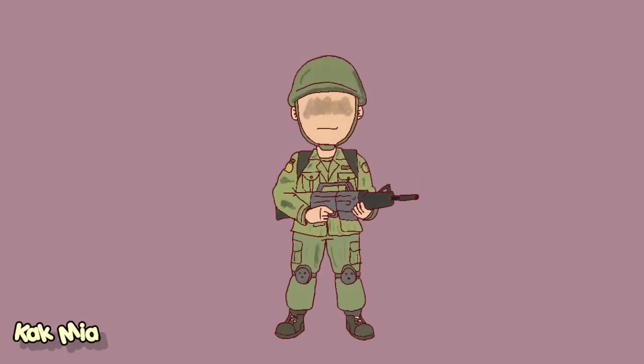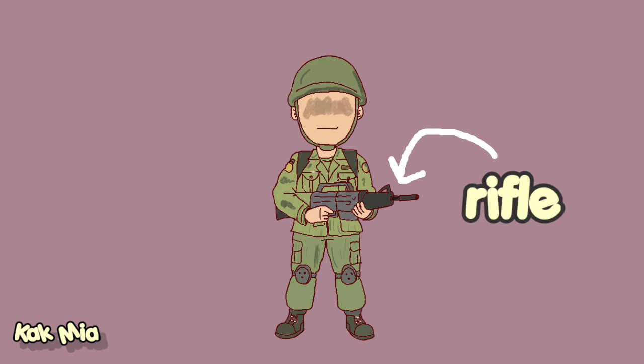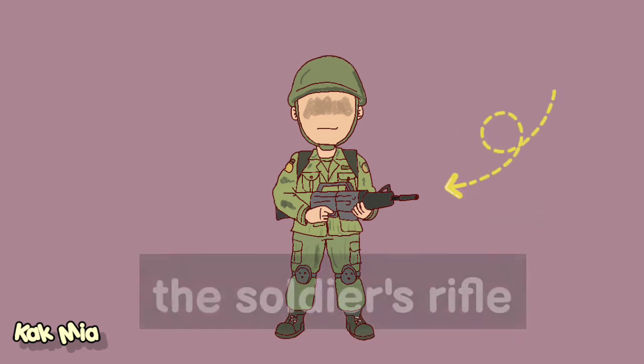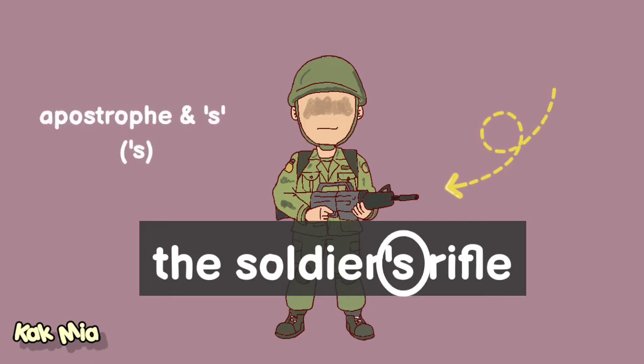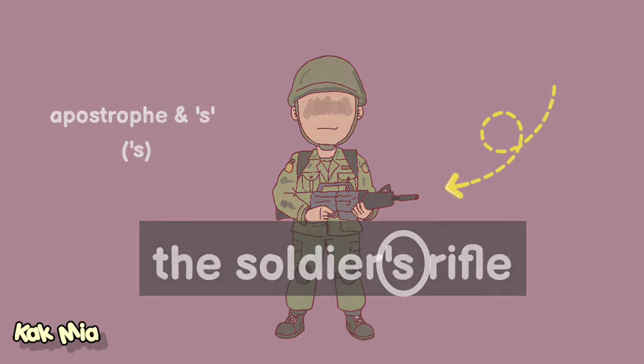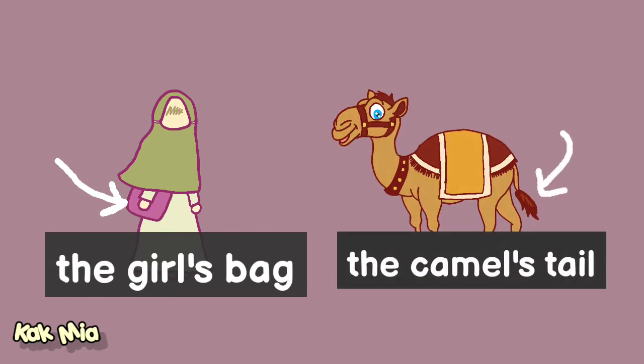Look at the picture. This is a soldier. And this is a rival. This rival belongs to this soldier. So we can say, this is the soldier's rival. To say that something belongs to someone, we use an apostrophe and s. Look at the other examples. The girl's bag. The camel's tail.